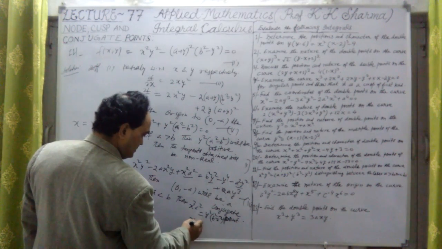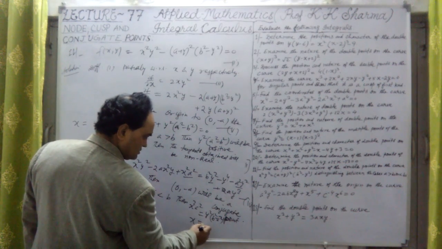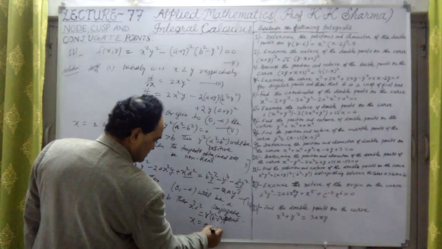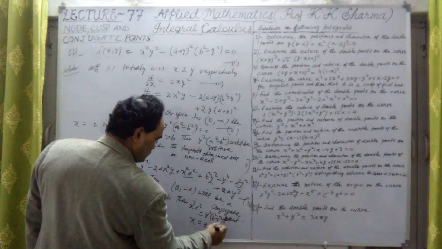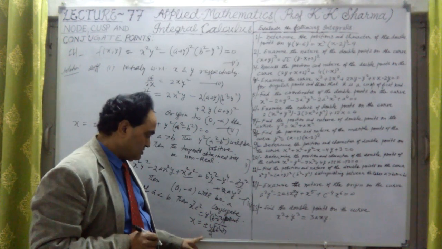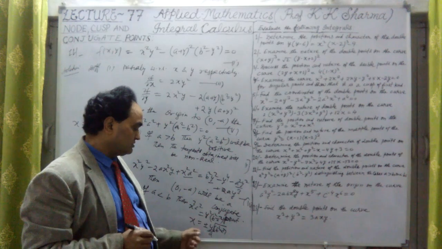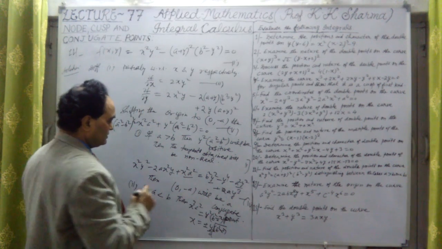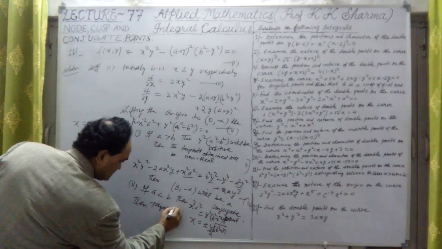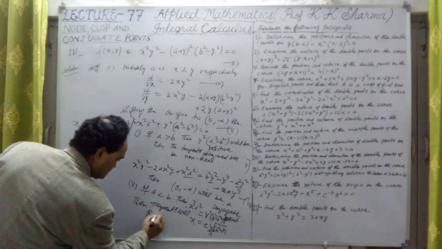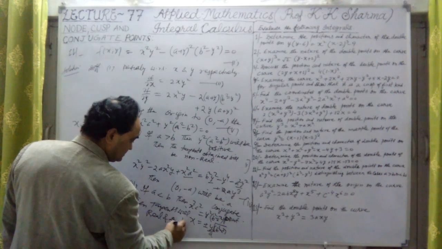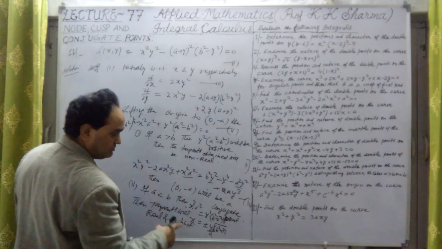Then x will be plus or minus y upon a into the square root of b square minus a square, two positive values. Then the tangents will be real and distinct. The curve will be real, and the tangents will be distinct tangents. So it will represent a node.